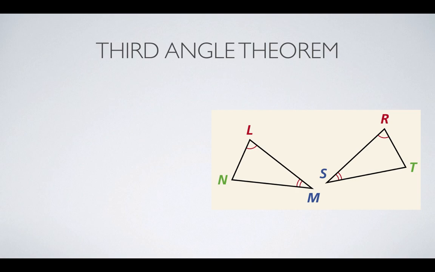So if I know, for instance, that L was, let's say, 70 degrees and M was 30 degrees, then I would know that N had to be 80 degrees. And if I found out that R and S also had those same degrees, then I would already be able to tell you that T would have the same measure as well. And that's the third angle theorem.